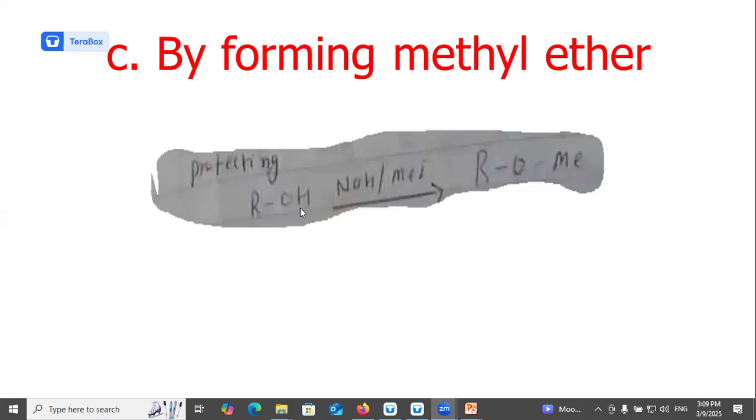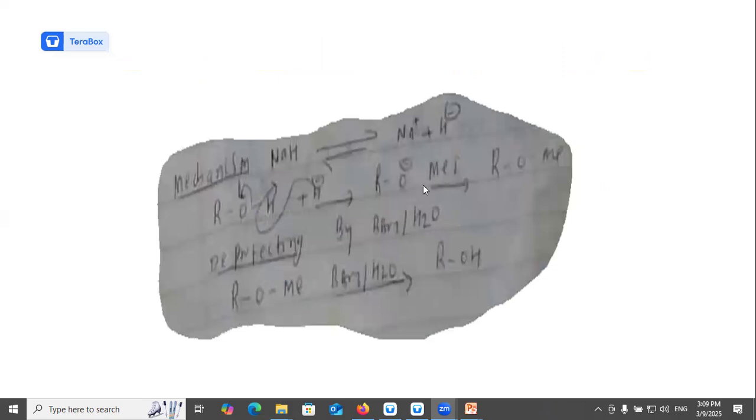By forming the methyl ether: when alcohol is treated with methyl iodide in the presence of sodium hydride, we will get methyl ether. The mechanism is similar to that discussed above. Sodium hydride dissociates into sodium plus and hydride minus. This hydride ion abstracts this hydrogen and gives hydrogen gas, and the oxygen is negatively charged. This negatively charged oxygen attacks the carbon of the methyl group and releases this iodide ion, and we'll get this ether.